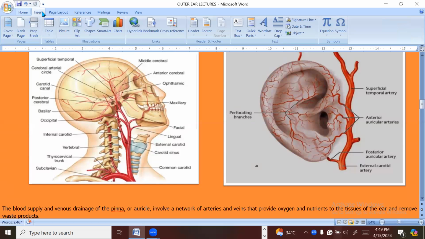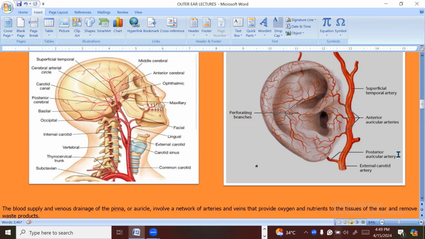Then this is the external carotid. This is the internal carotid artery. This is the external carotid artery. So from the branches of the external carotid and the internal carotid, the pinna is supplied. In fact, the whole part of the ear is supplied with blood. So now look at this, this is the external carotid here. Look at it here. The external carotid branches off to form the auricular artery.